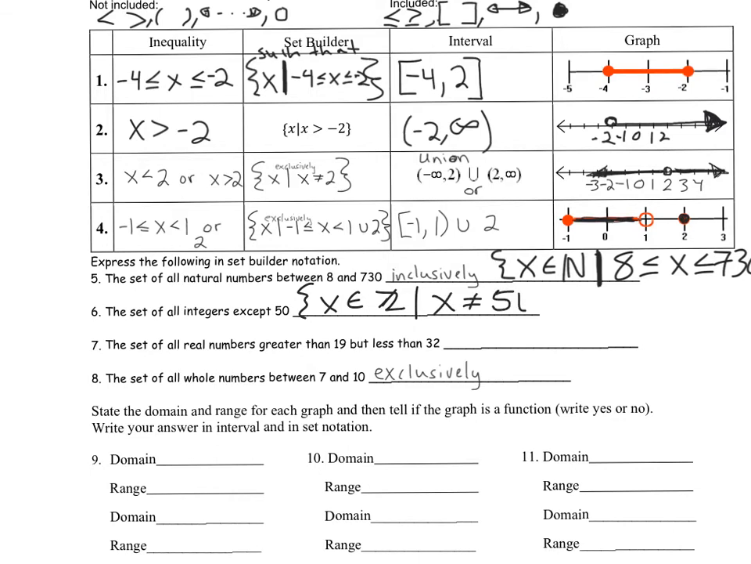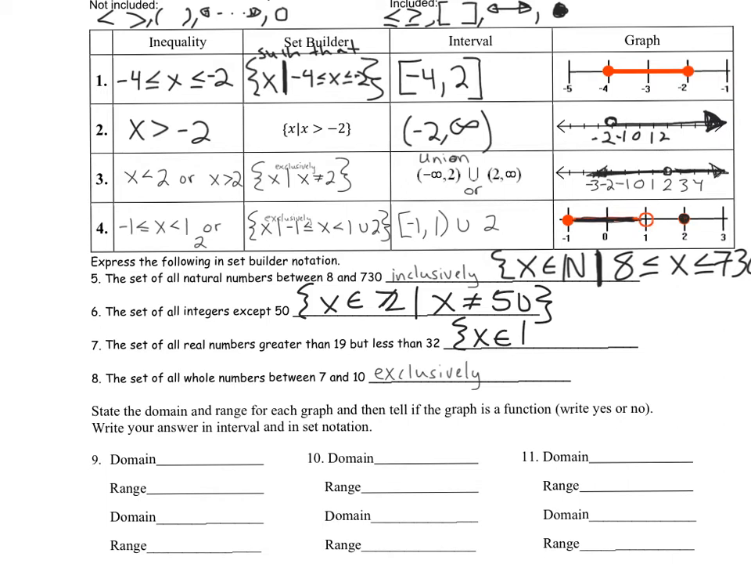50. And so we can write something as simple as that to communicate, hey, you can do any number, just not 50. Now let's take a look at number 7. It says the set of all real numbers. Okay, so let's start there. So we have x is an element of the all real numbers.